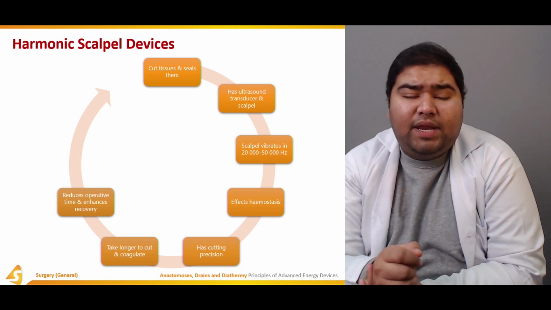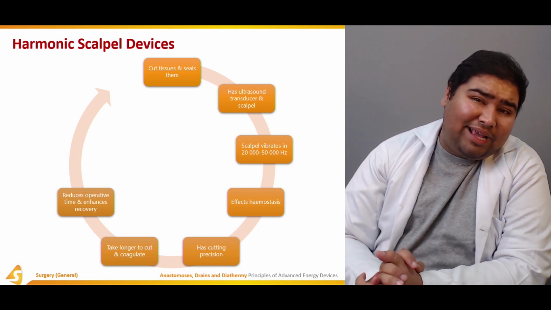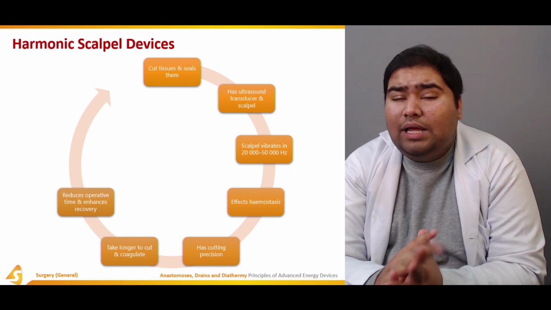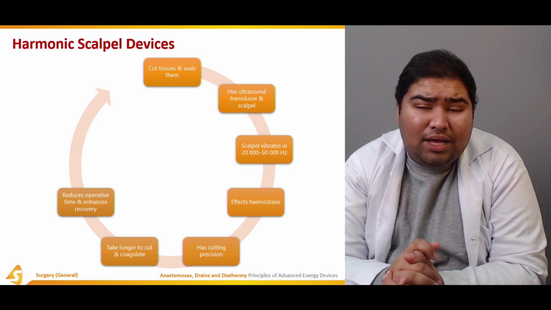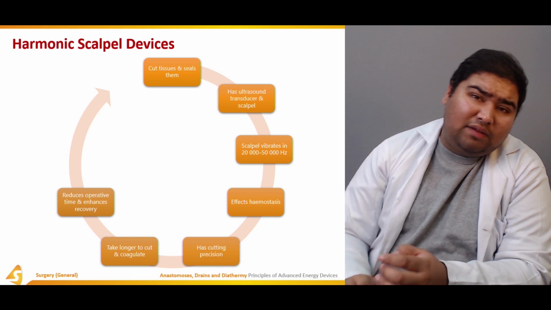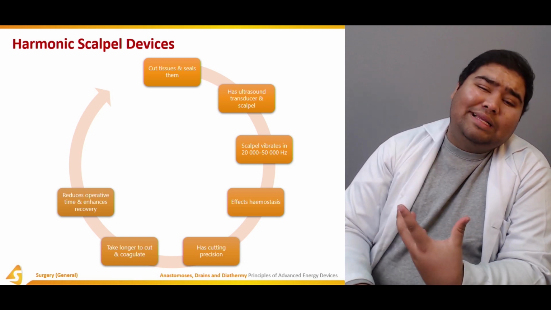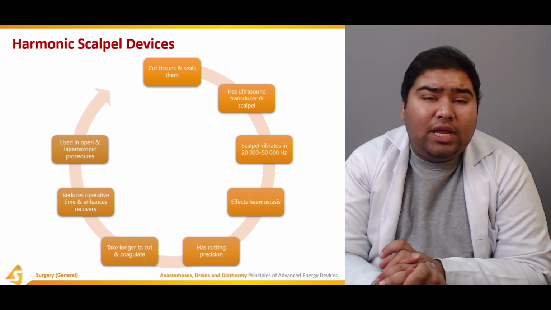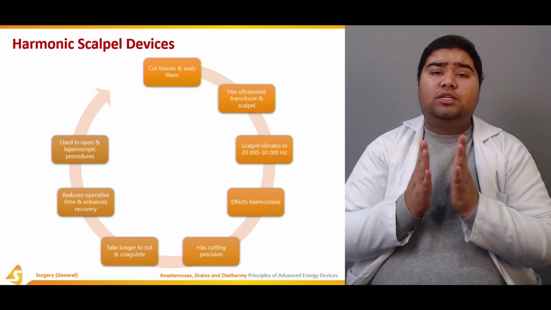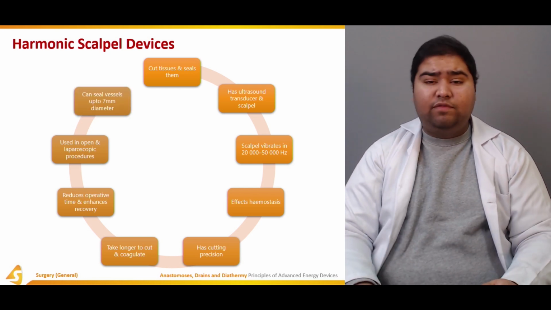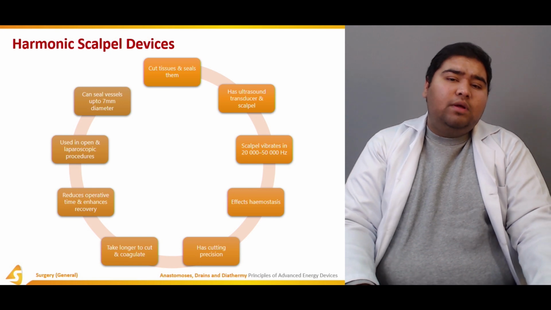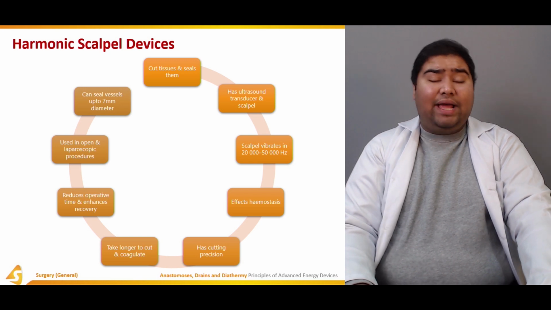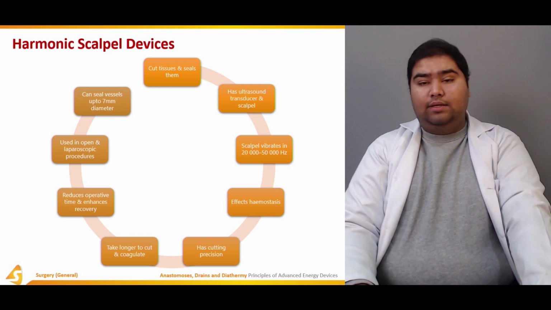Now it reduces operative time and it enhances recovery because there is no production of smoke, and this no production of smoke clears the view. It keeps your view clear, and hence it reduces the operative time. Since there's no charring, there's enhanced recovery as well. Now it is used both in open and in laparoscopic procedures, so it can be useful for both types of surgeries. It can seal vessels up to 7 millimeters in diameter. Vessels greater than that cannot be sealed by a harmonic scalpel device.